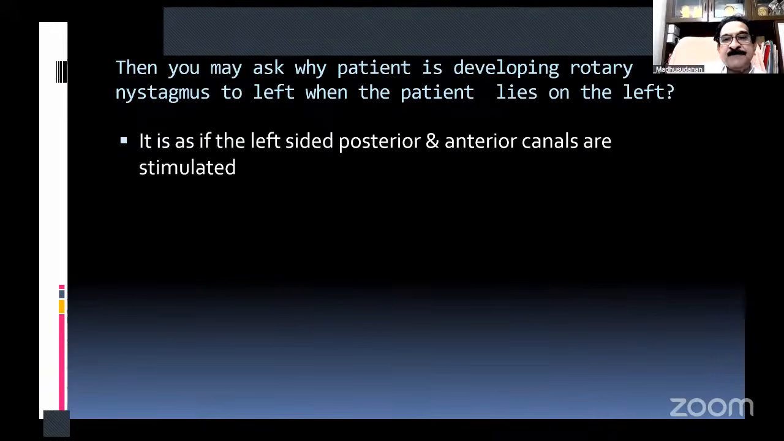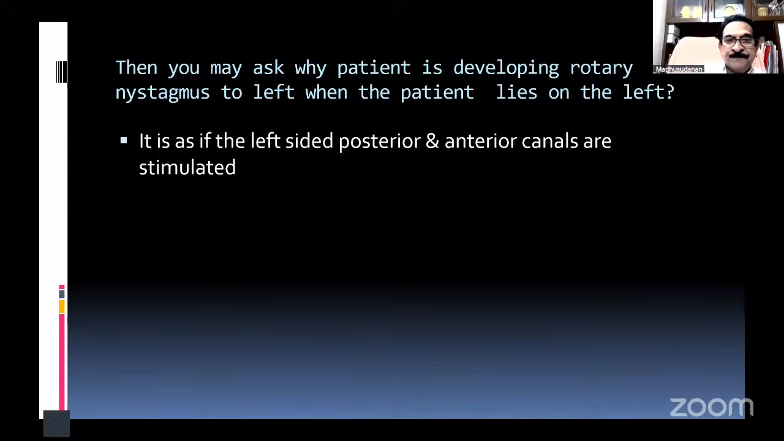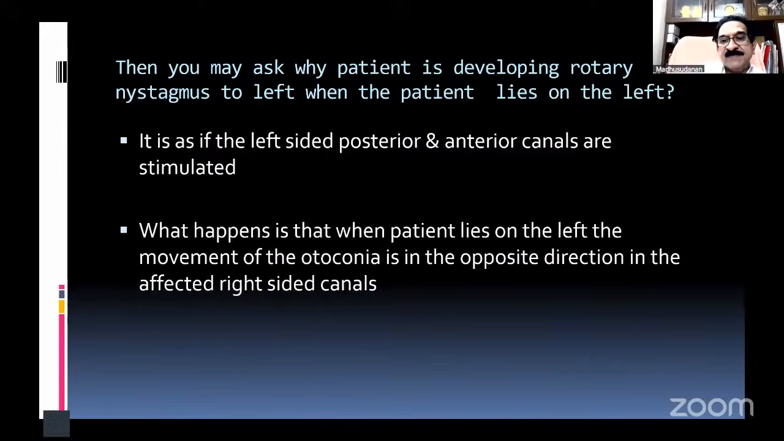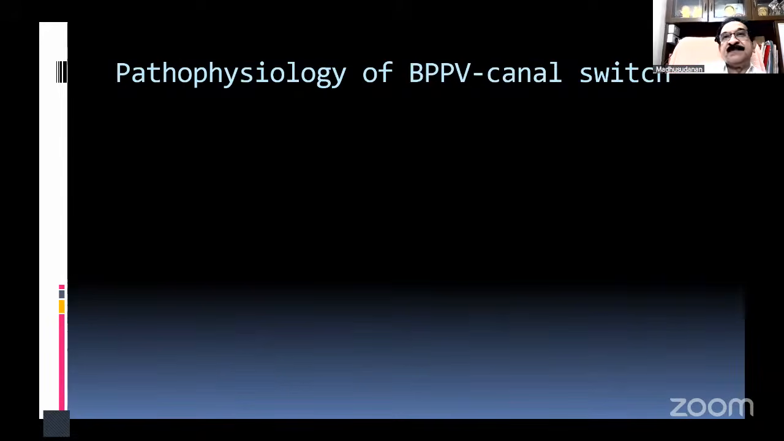It is as if the left side canal is stimulated, no? With the rotating nystagmus the same, just like we explained on the right side. What happens is that when the patient lies on the left, the movement of the otoconia is in the opposite direction in the right-sided canal, not the one when you turn to the right side. That direction is now changed because the patient is lying on the other side. So the right-sided canals get inhibited. It is as if the left canal is stimulated. So you get the nystagmus with rotary component to the contralateral side.